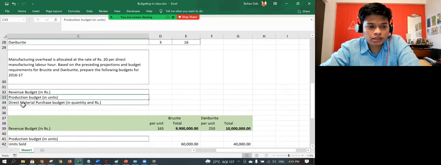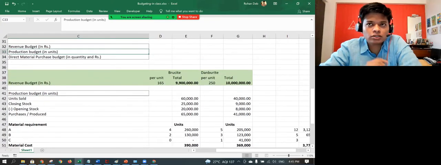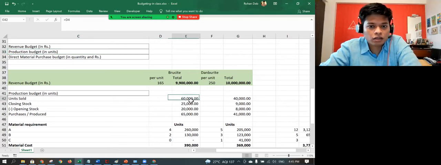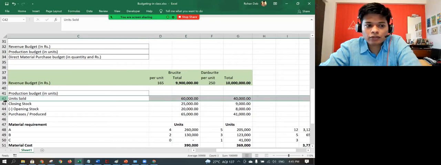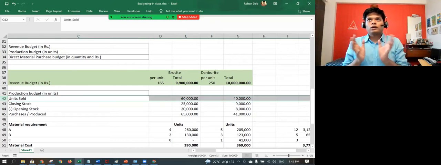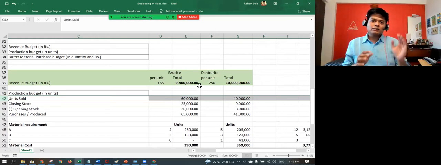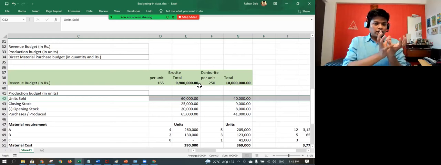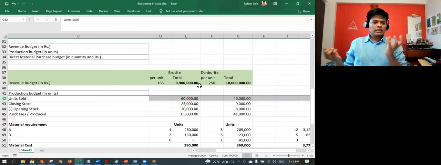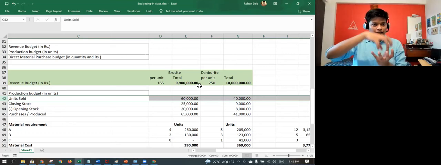Now, second is my production budget. For the production budget, firstly, I have to determine the number of units that I have to produce. Again, this might be different from the way Sir has solved it, but the answer is the same. First is the number of units I have sold. When you calculate, if you remember the equation, it's opening stock plus purchases, out of that I take out closing stock, so that gives me the units sold. That is my formula: opening stock plus purchases minus units sold will be my closing stock.